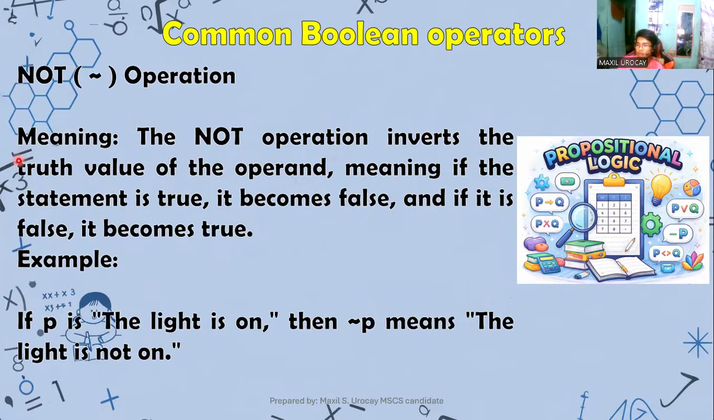Now we also have the NOT operation, the same as in symbolic logic. The NOT operation inverts the truth value of the operand. When we say operand, that is the letters, any value or any statement. The operator is the plus, minus, times, and so on. The NOT operation inverts the value of the operand, meaning if the statement is true, it becomes false, and if it is false, it becomes true. That is the opposite. If P is the light is on, therefore the answer will become the light is not on.